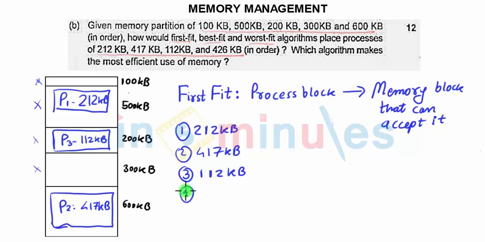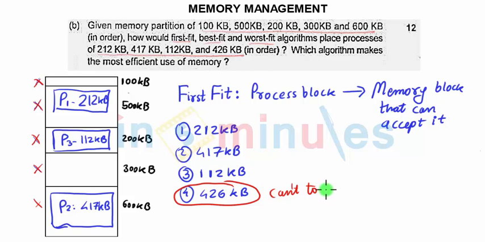The fourth one in the series we are talking about is 426 KB. Now if we see carefully for this special case, the first one cannot fit it, the second is not available, the third is not available. We will go for the fourth one, that cannot fit it, and the last one is not available. In that case, we can say 426 KB cannot be placed and has to wait.